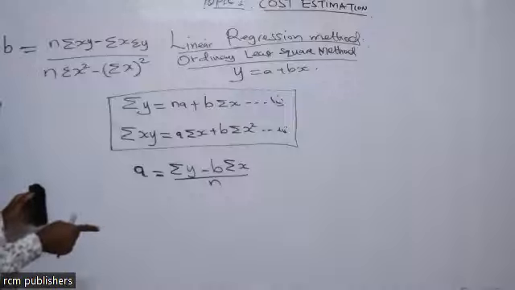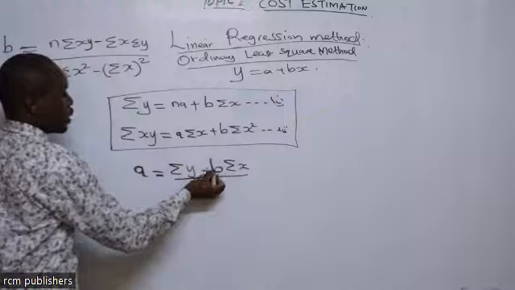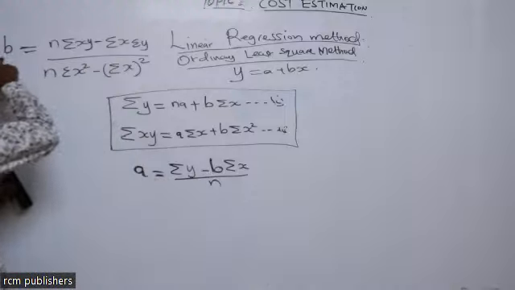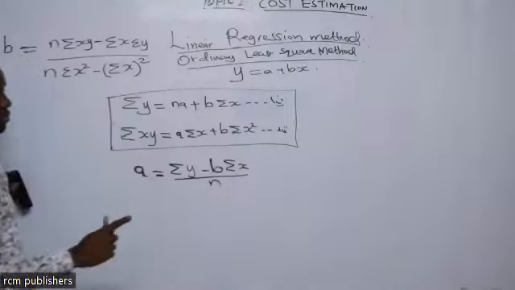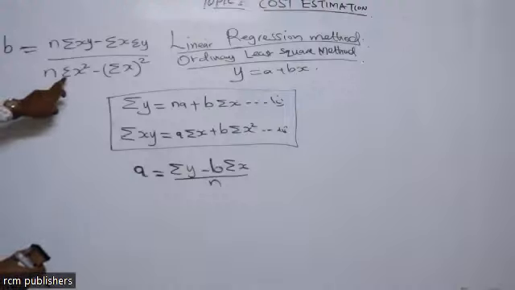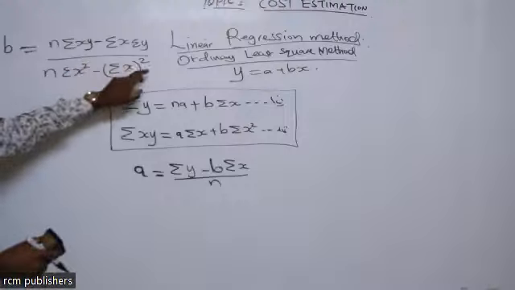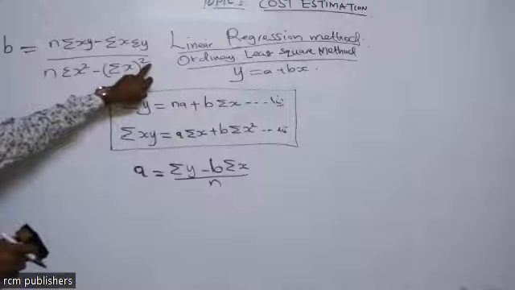But as you can see, B is already here. So you cannot get A before you get B. But you can calculate B before arriving at A. That's number one. Number two, there's a very big difference between X squared and this X bracket squared. Are we together?